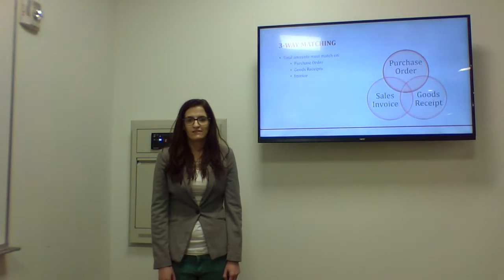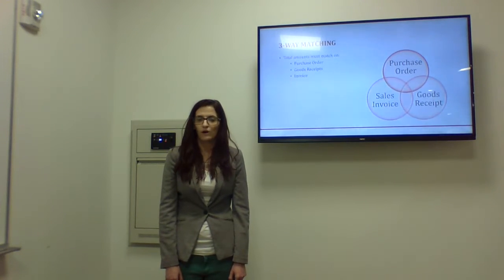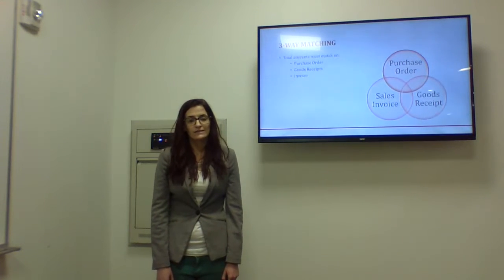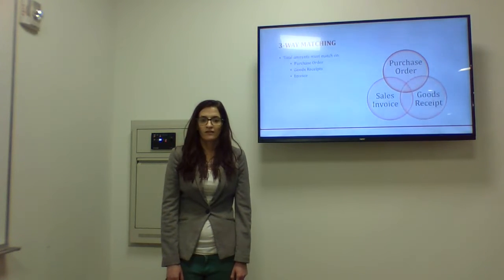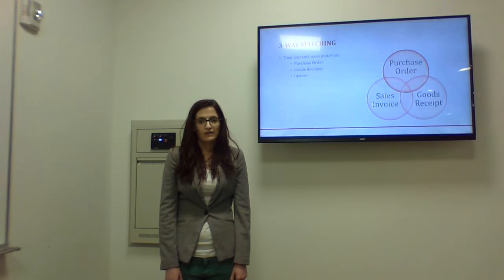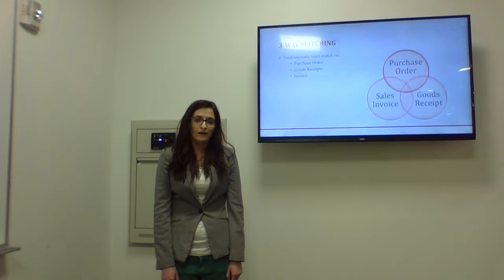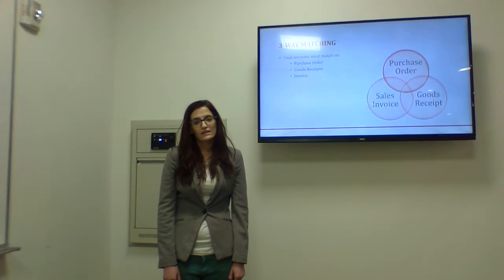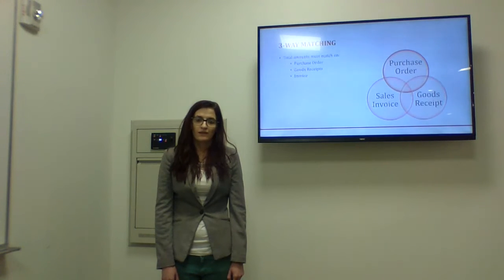Three-way matching consists of matching your purchase order, goods receipt, and sales invoice before entering the invoice for payment. A purchase order is a document created at the time the order is placed, and this will include the quantities that were ordered and the total amount. The goods receipt is a document that generally comes in through your receiving department that shows that the goods were actually received and the quantities that were received.